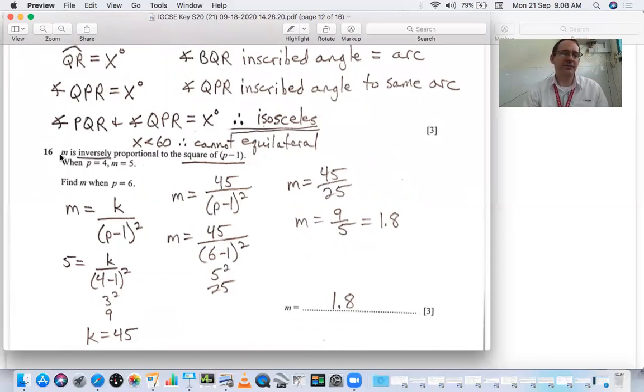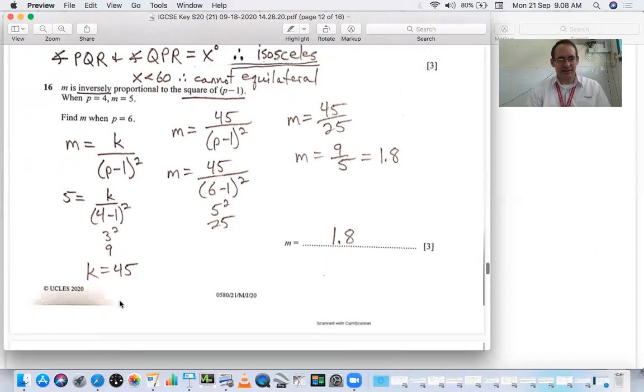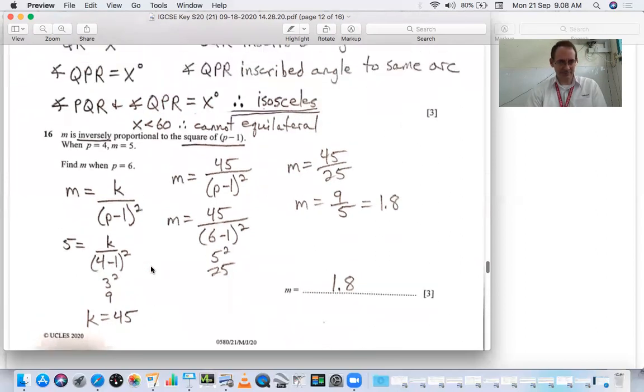So when it's inverse, m equals k divided by what follows. If it's directly, it would be k multiplied by. So since this is inverse, it's k divided by. And it says the square of p minus 1, not the square root. It says the square. So that's p minus 1 squared. And the first set of numbers is 4 and 5. So we plug 4 and 5 into it. 4 minus 1 is 3, squared is 9, multiplied to the other side gives us a k of 45.